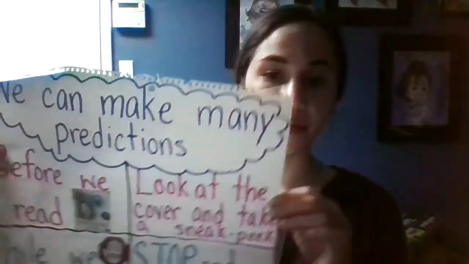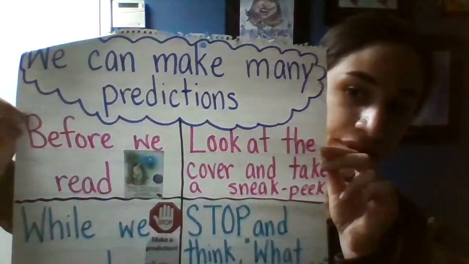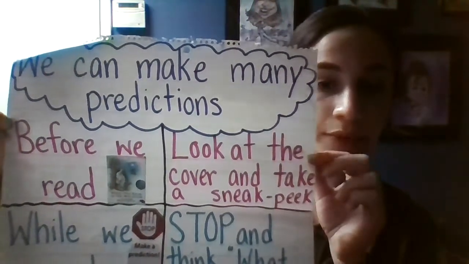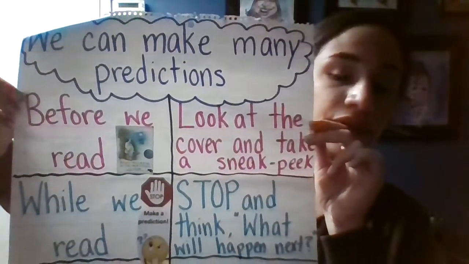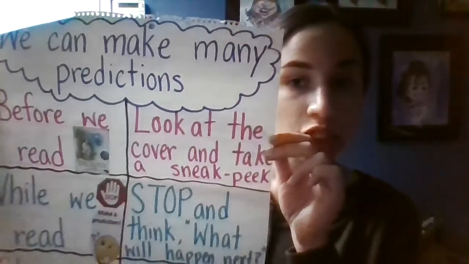And let me show you. So this is the anchor chart that was hanging in front of the classroom. It says we can make predictions. Before we read, we look at the picture, we look at the cover, we take a sneak peek, and while we read, stop and make a prediction. Think what would happen next. So this was hanging when I did the lesson. The lesson actually took place about a week and a half ago.